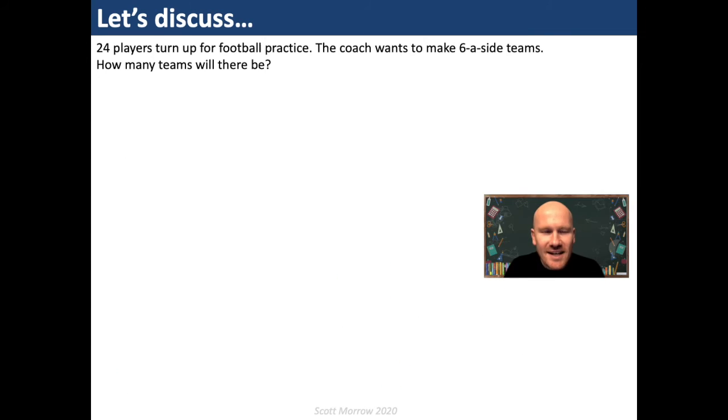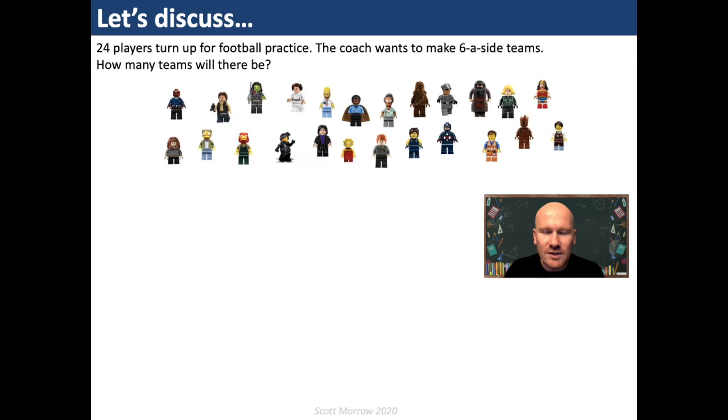Let's discuss that second problem. 24 players turn up for football practice. The coach wants to make 6-a-side teams. How many teams will there be? Let's start with our 24 players. Now this time we want to make 6-a-side teams. We don't know how many teams there are, so we can't use sharing to help us.